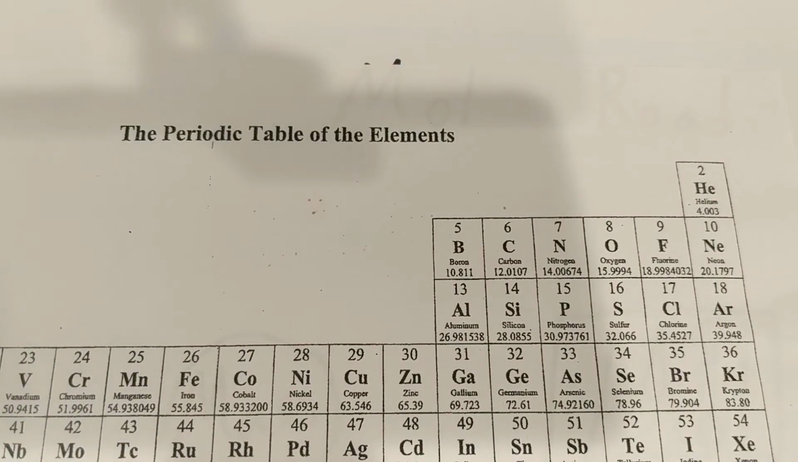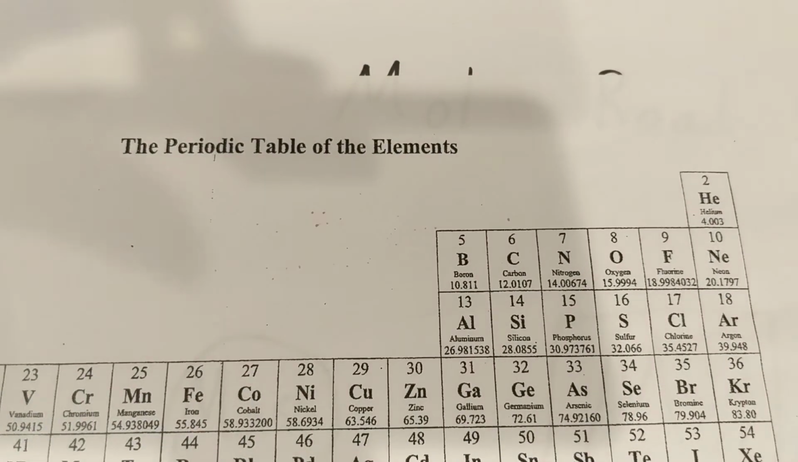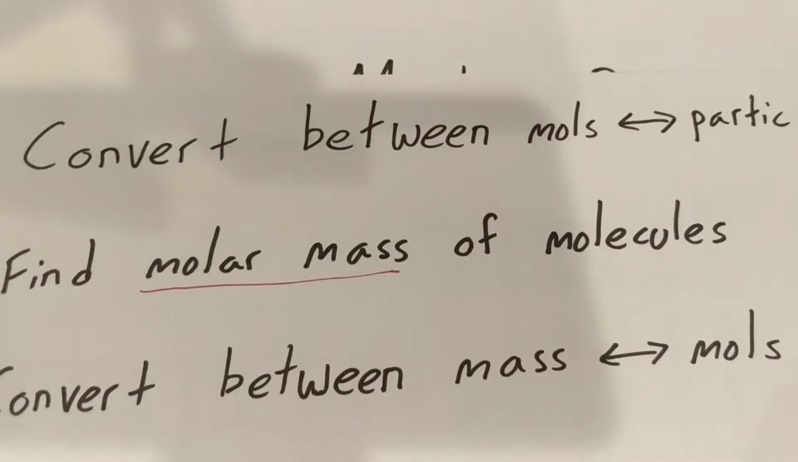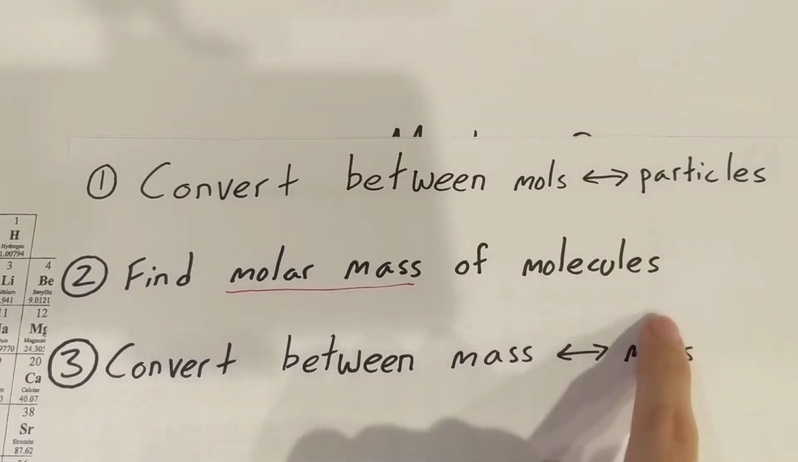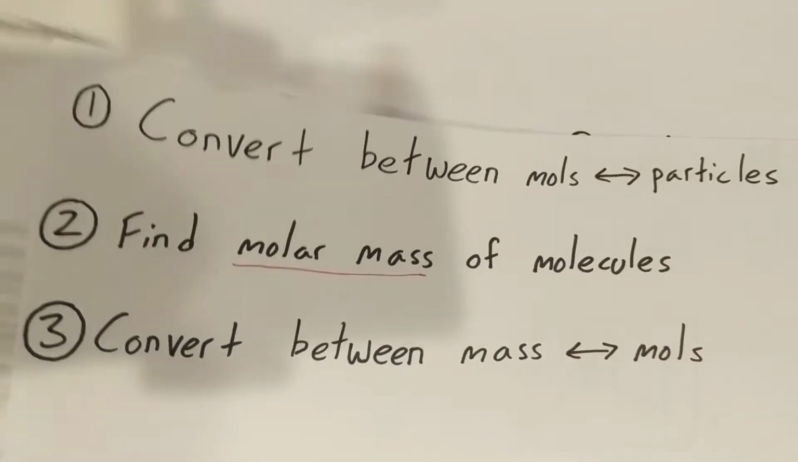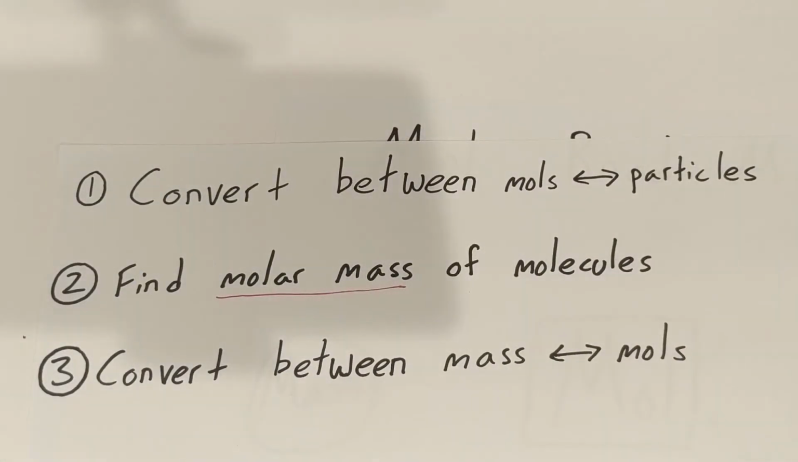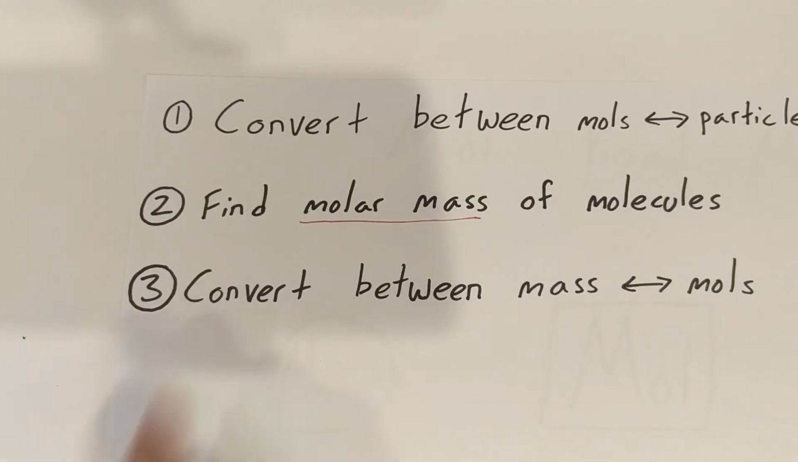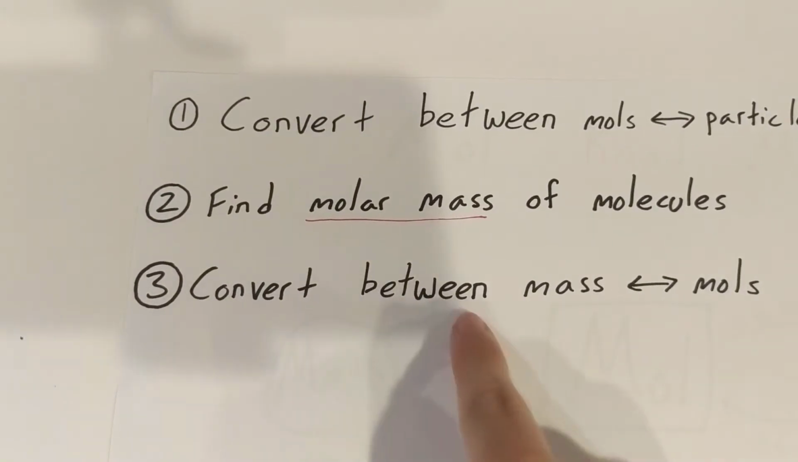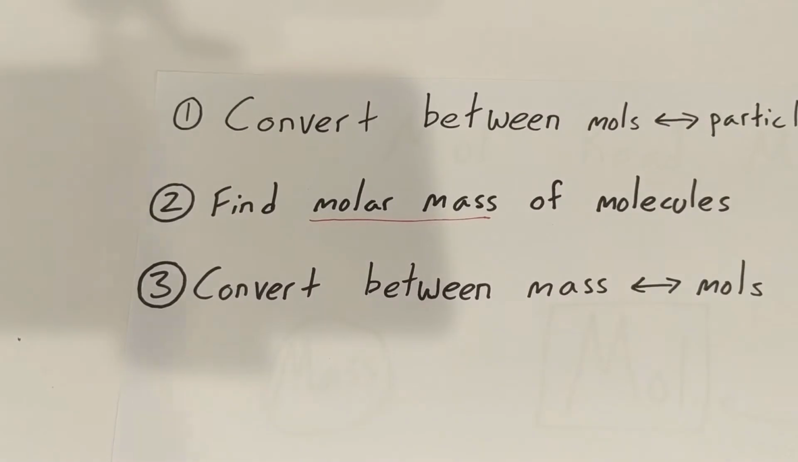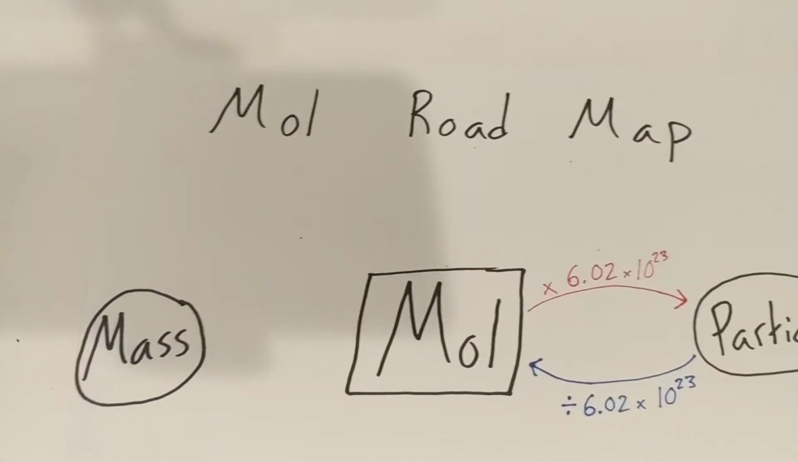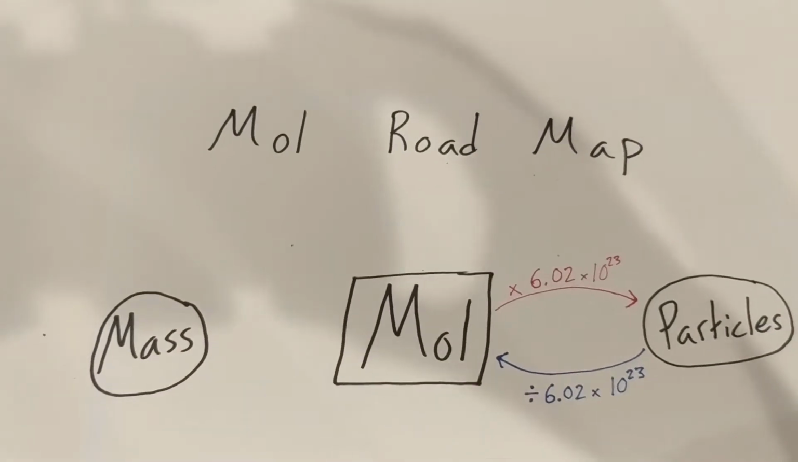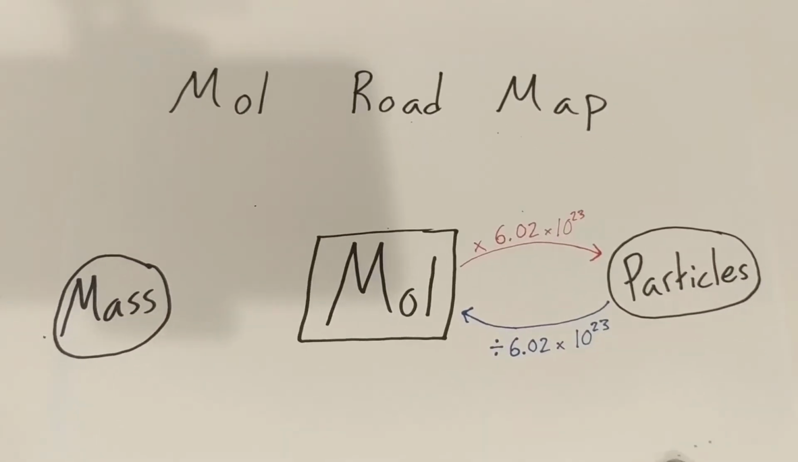So that's how we are going to use our periodic table to find the molar mass of our molecules and elements. Now, the last thing we have to be able to do is convert between mass and moles. So I'll show you how to do that now. We have our roadmap. Let's zoom out again so we have the whole thing.